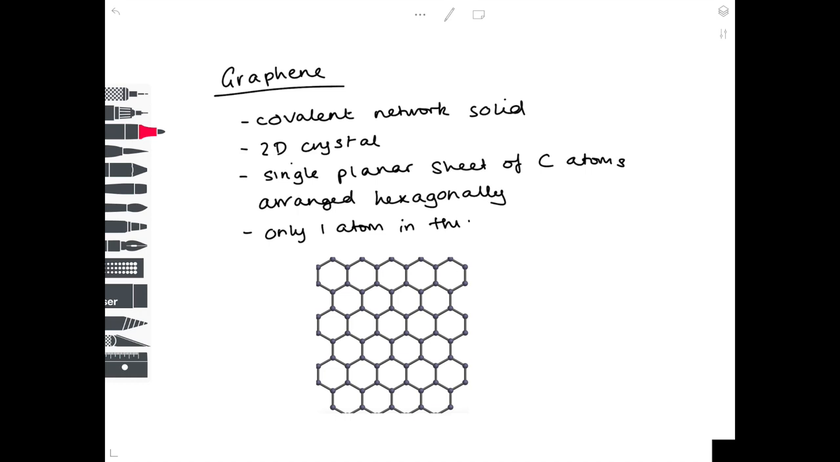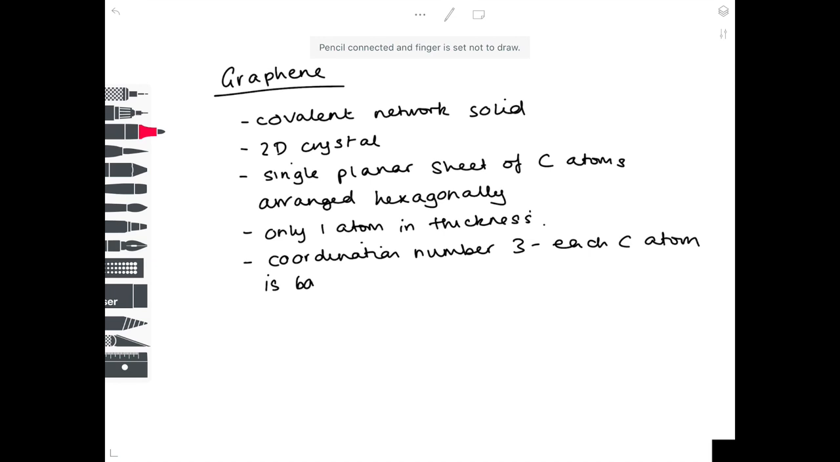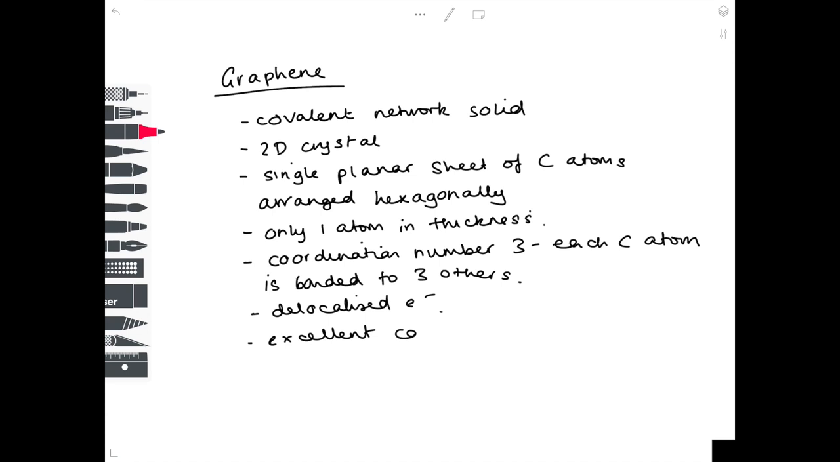Notice with graphene, similarly to graphite, it has a coordination number of three, which means that each carbon atom is bonded to three others. And due to this, it means it has delocalized electrons. Now, the combination of it having delocalized electrons and the fact that it's incredibly thin means that it is an excellent, absolutely amazing conductor of electricity and heat.